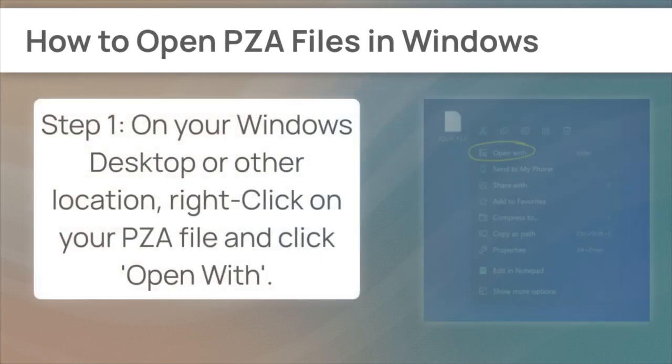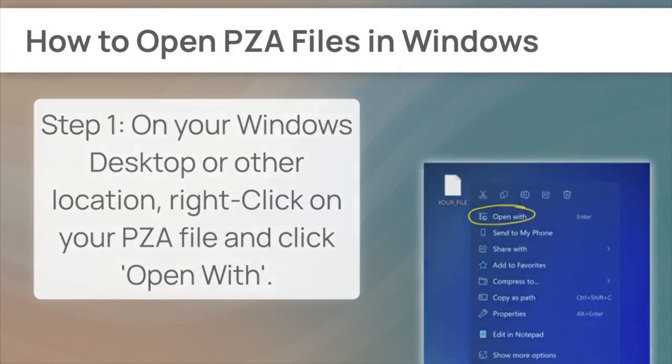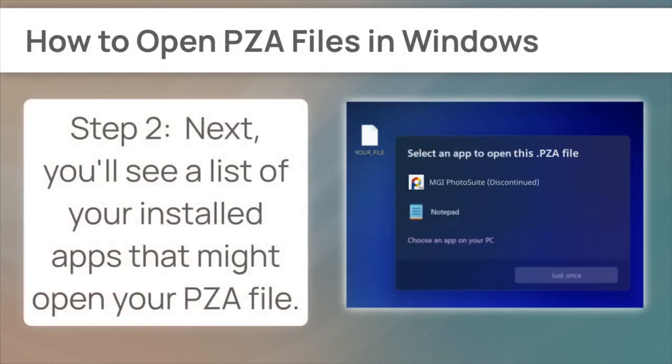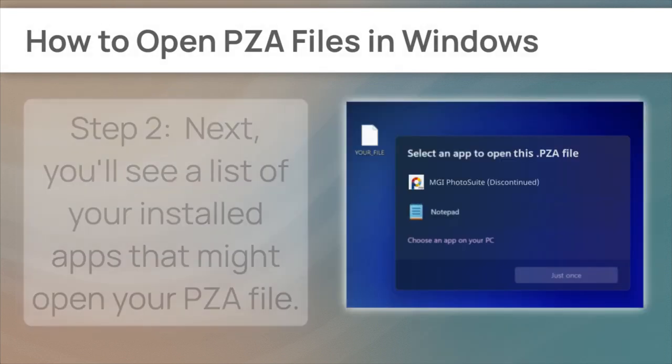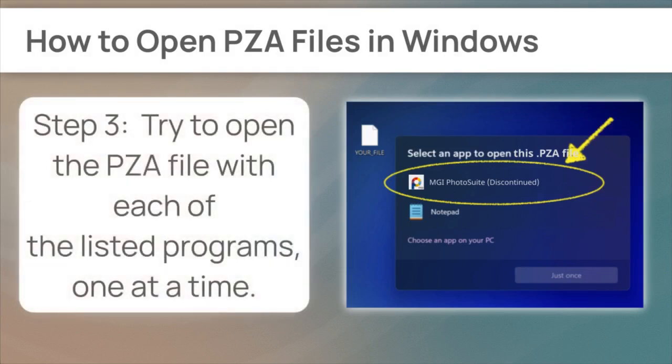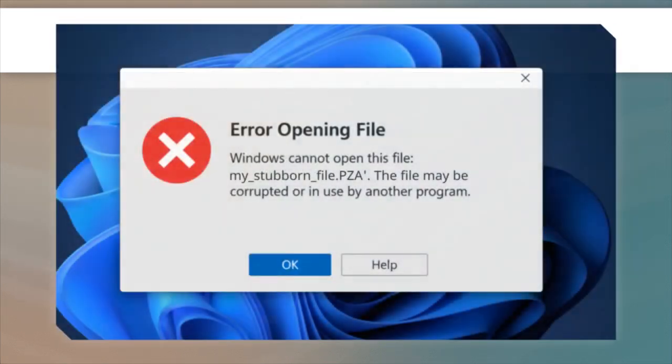To open this tricky format, right-click your PZA file and choose Open With. If MGI PhotoSuite, discontinued, is installed, test it. If it's unavailable, choose another program. Don't worry if you need to try a few different ones. If your PZA file is not opening yet, that is normal.